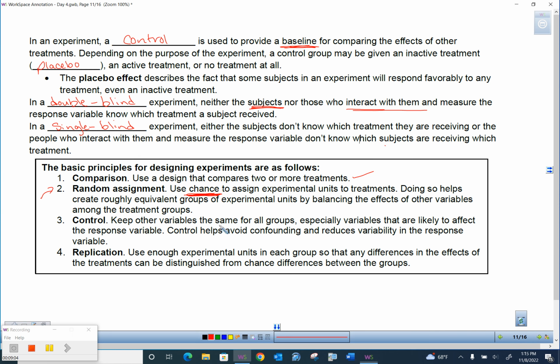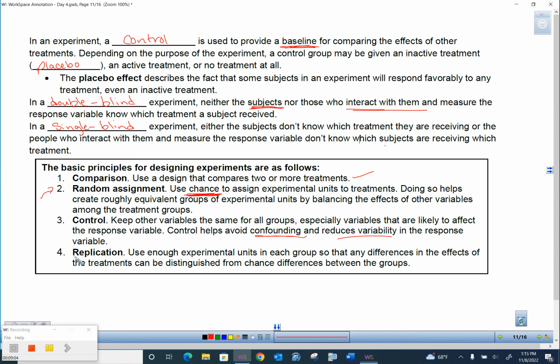And then control keeps other variables the same for all groups, especially variables that are likely to affect the response. We're doing this to avoid confounding variables, and it also reduces the variability in responses. If we're controlling for the group, then we're not going to see as wild or differentiated answers when we go to compare our results.